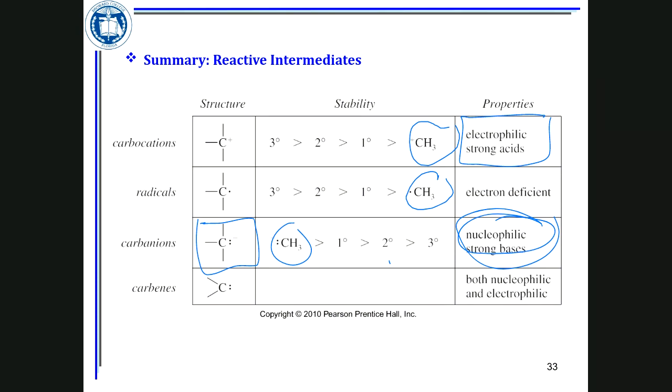Now, what about carbene? Carbene is a special case. It has only 3 electron domains, so the hybridization for carbene is also sp2, and if it's sp2, it means that you're dealing with an empty orbital. So it has an empty orbital and it has a pair of unshared electrons. It can act as both a nucleophile and an electrophile.